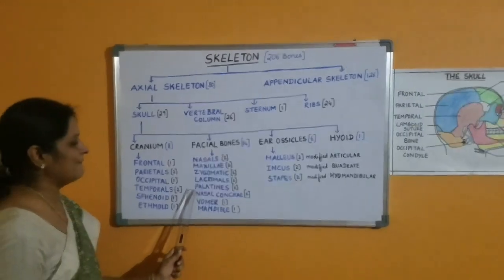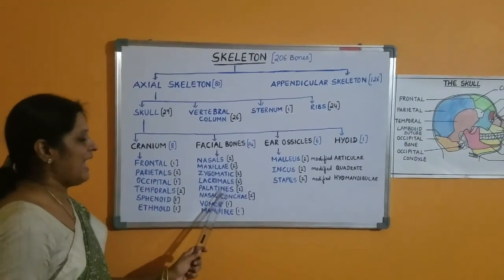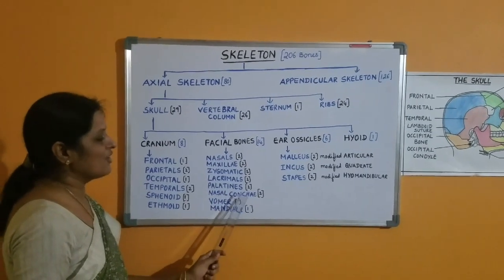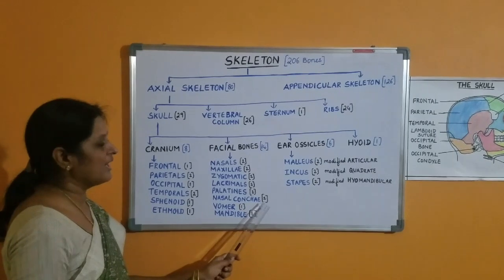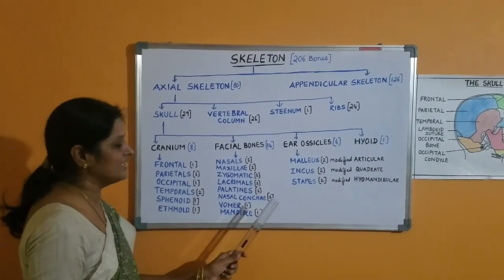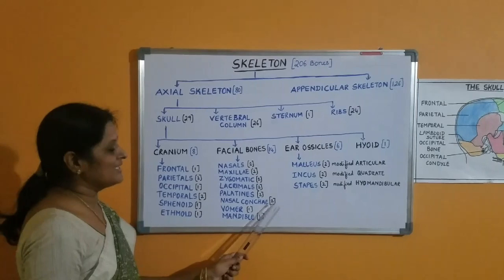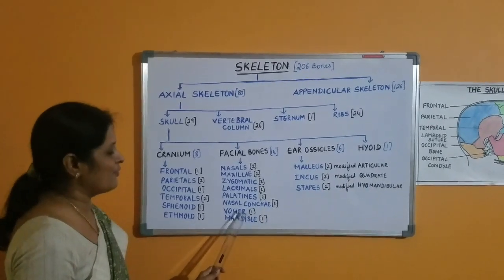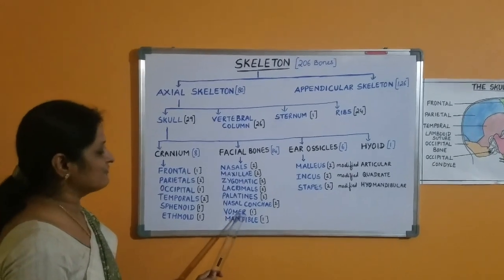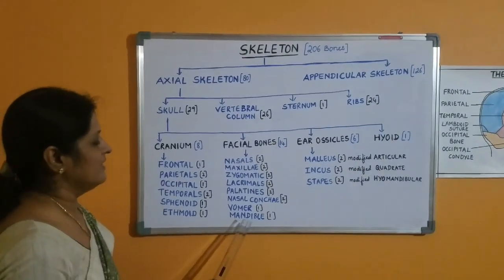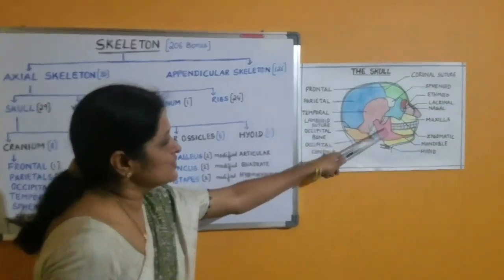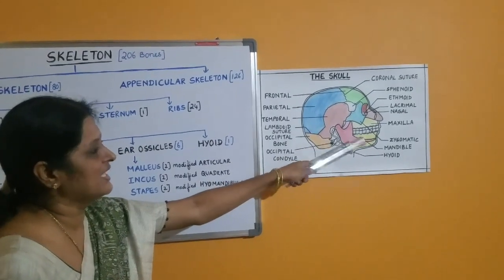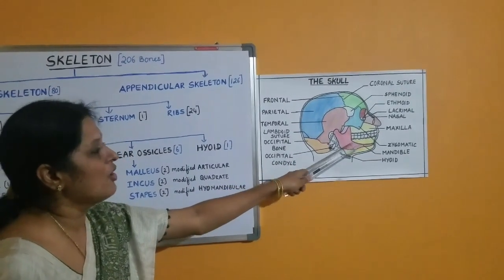And the next one are the palatines which are 2 in number and they form the posterior part of the hard palate. Then the nasal conchae which are 2 in number, these are scroll-like bones which form the lateral part of the nasal cavity. There are 3 pairs, namely superior, inferior and the middle. A triangular shaped bone which is present in the floor of the nasal cavity is called as vomer. A U-shaped bone which is the longest and strongest and movable bone of the skull, we call it as the mandible or the lower jaw.